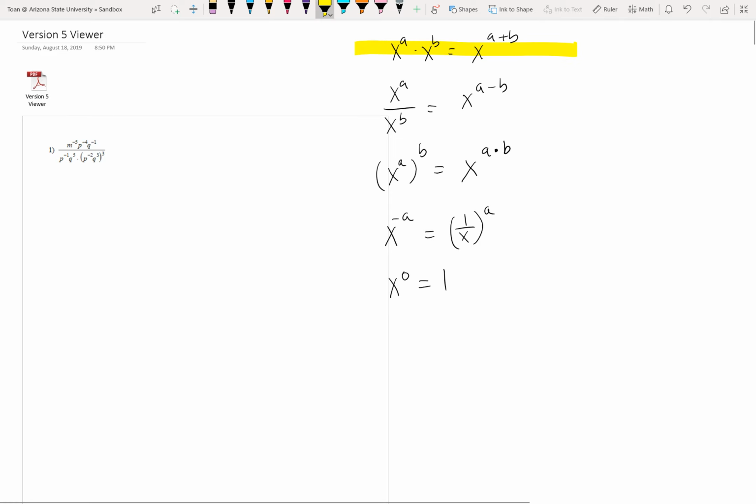We have the product property, which says if you multiply like bases, you can condense the exponential expression together by adding the exponents. We have the division or the quotient property, which says the exact opposite. If you divide like bases, you subtract the exponents. You have the power property, which says if you raise an exponent to another exponent, you can multiply those exponents together. Negative exponent property says that any base with a negative exponent forces you to take a reciprocal of the base. And lastly, anything to the zero power is 1.